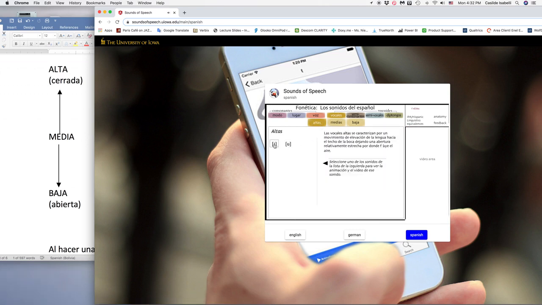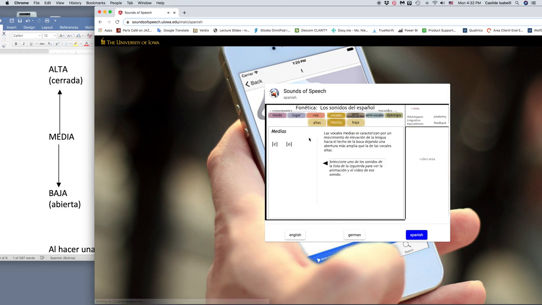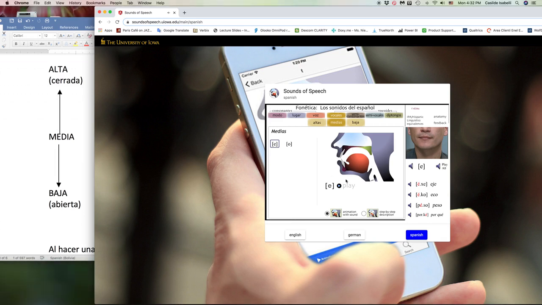Again, to compare to how the tongue was a little bit higher for the I and the U, vertically the tongue was a little bit higher, whereas the medium or middle ones are in the middle of the buccal cavity.